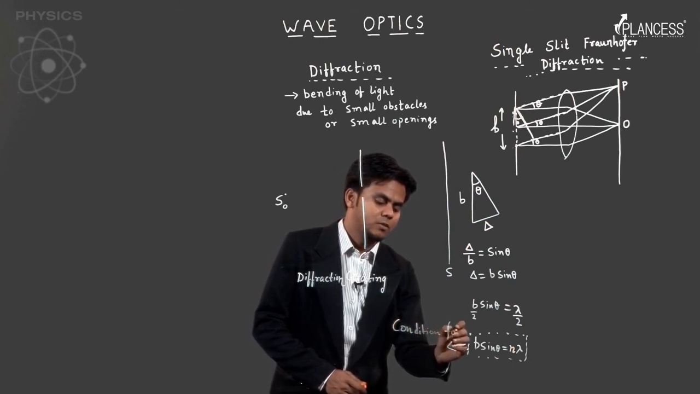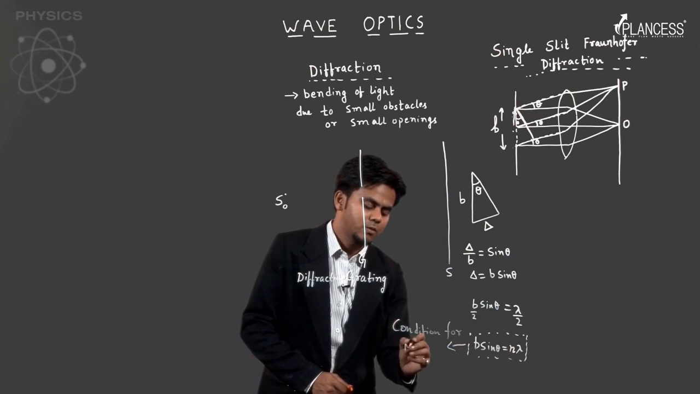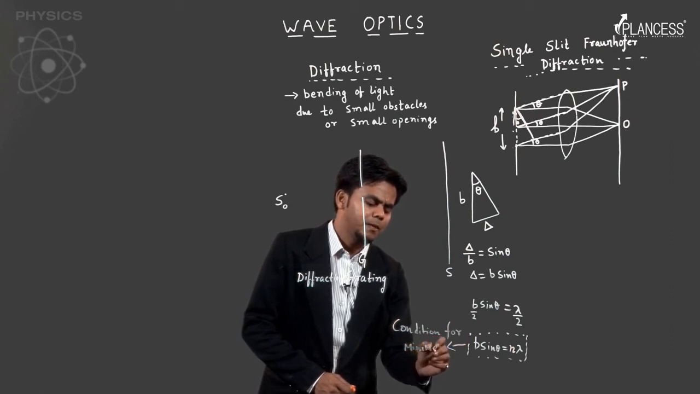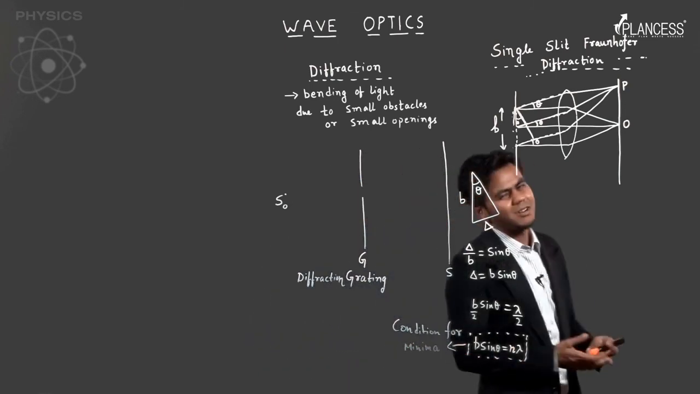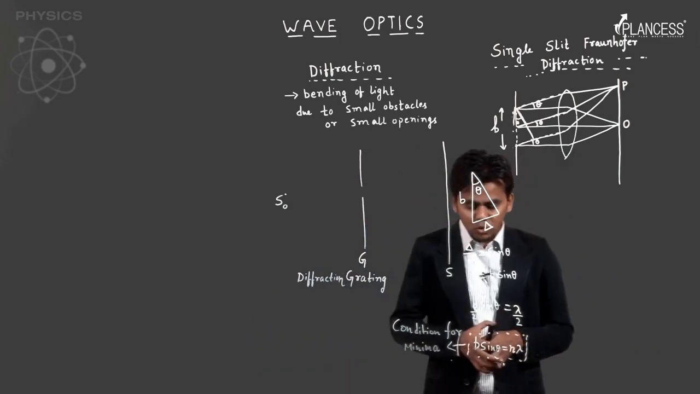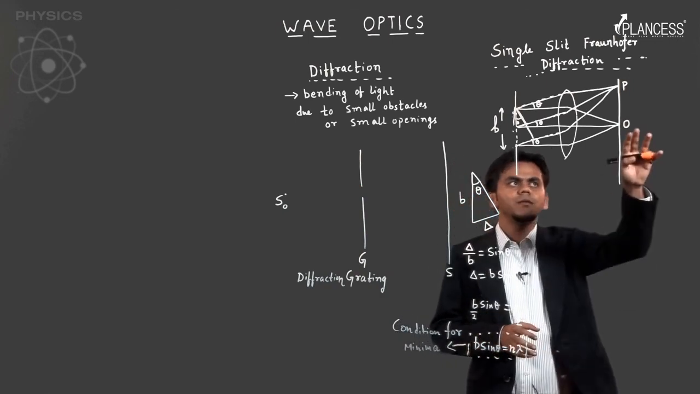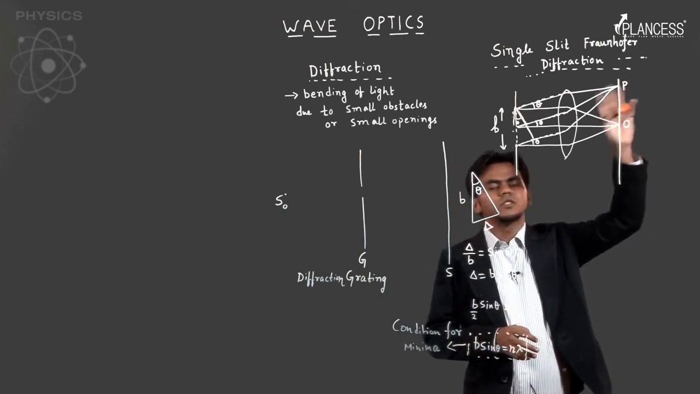Condition for minima. Whenever I say minima, minima means a dark fringe or a dark area. So central was the maxima, this was the minimum.